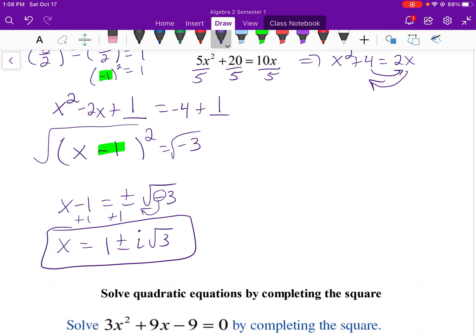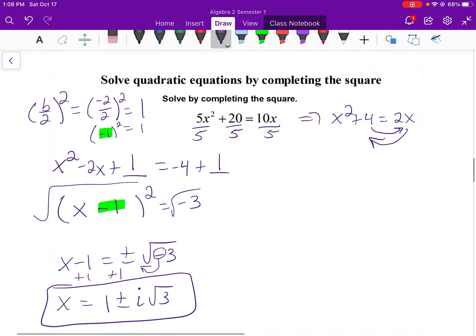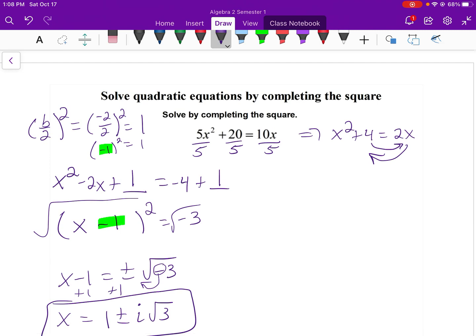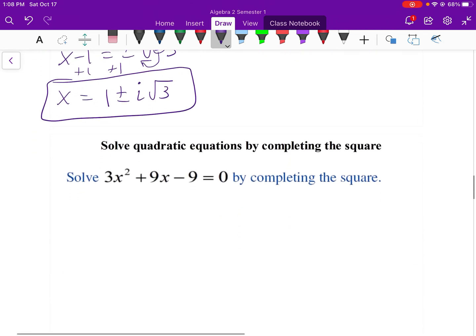Okay, so there is that one. A little more difficult due to the fact that we had to get that a value to be 1. That is a step that a lot of people forget. So you need to make sure the a value is 1 before we complete the square.